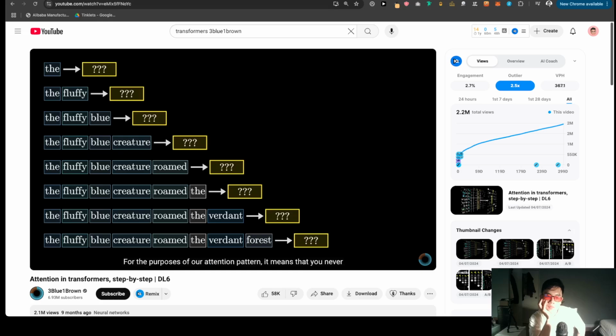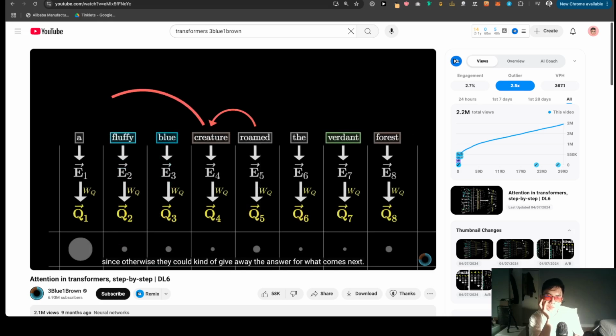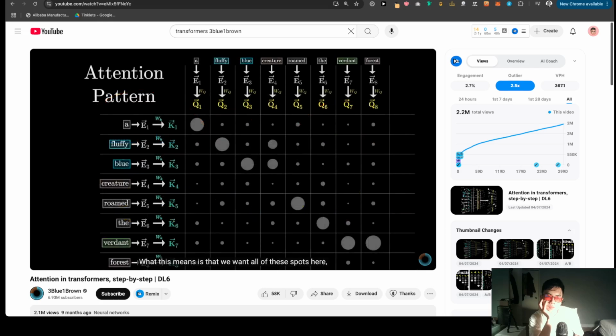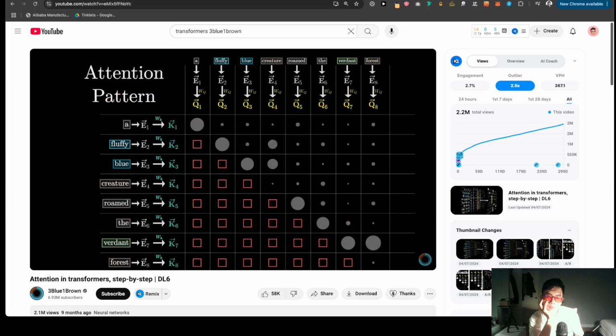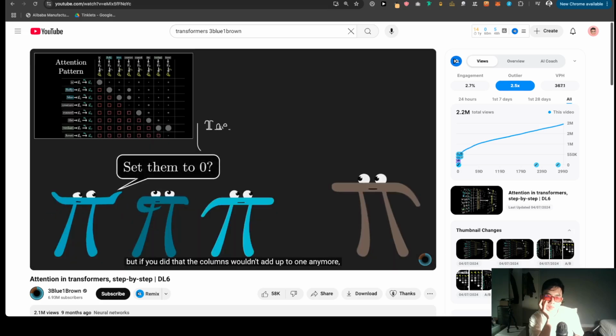For the purposes of our attention pattern, it means that you never want to allow later words to influence earlier words, since otherwise they could kind of give away the answer for what comes next. What this means is that we want all of these spots here, the ones representing later tokens influencing earlier ones, to somehow be forced to be 0. The simplest thing you might think to do is to set them equal to 0, but if you did that, the columns wouldn't add up to 1 anymore.